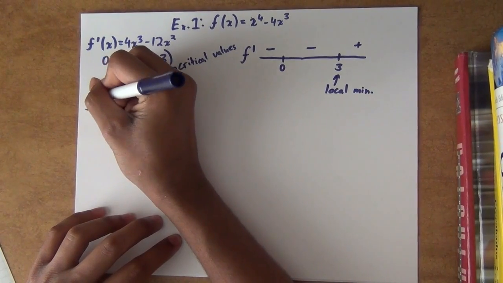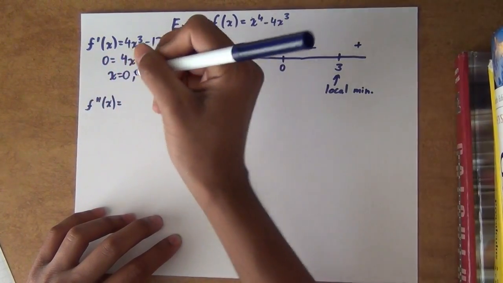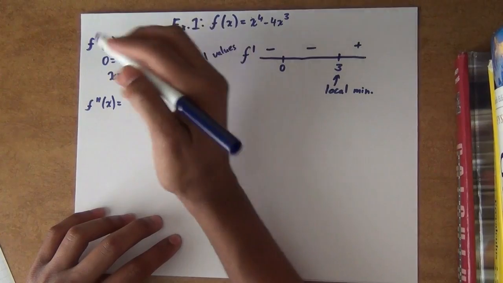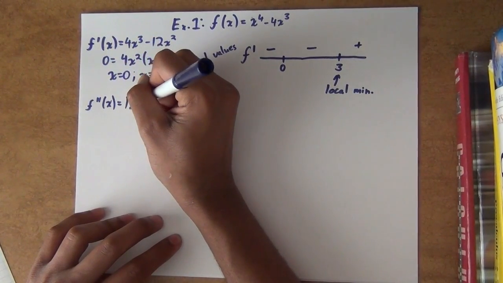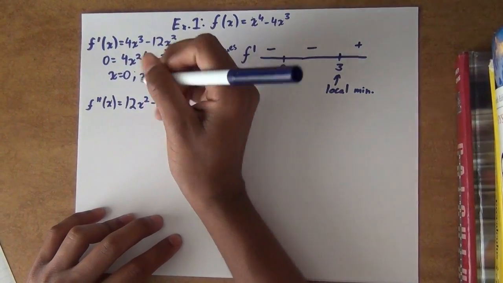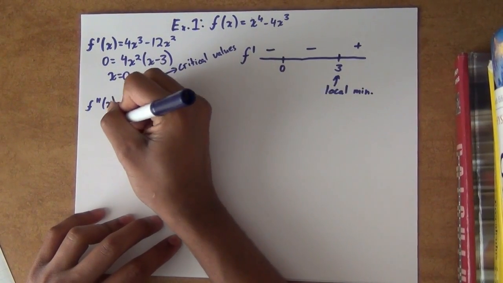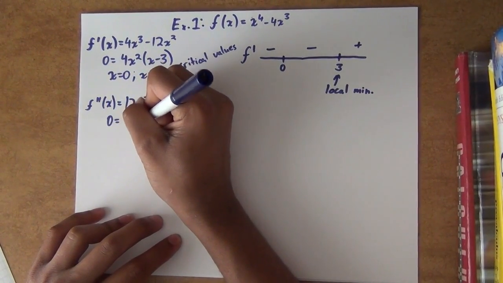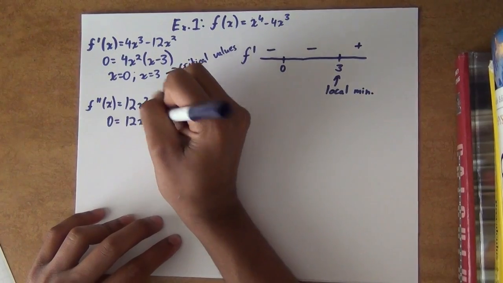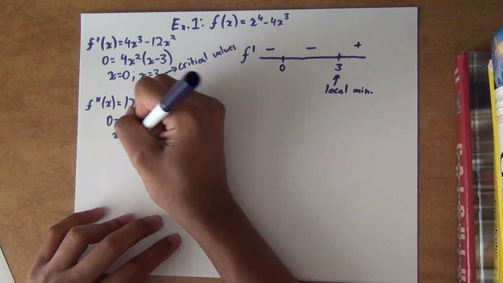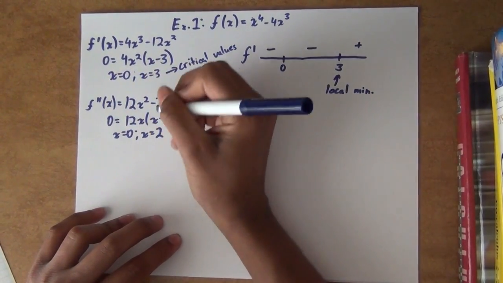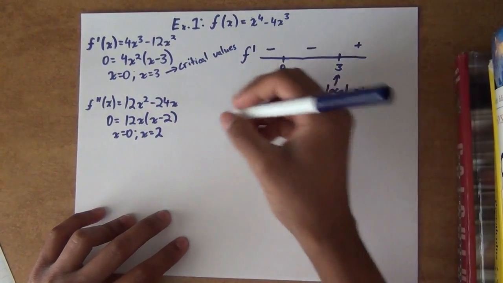Find the second derivative of the function, and once again, that's a simple power rule: 12x squared minus 24x. Set that equal to 0, factor out 12x, and we're left with x equals 0, x equals 2. So these are again critical values for points of inflection.